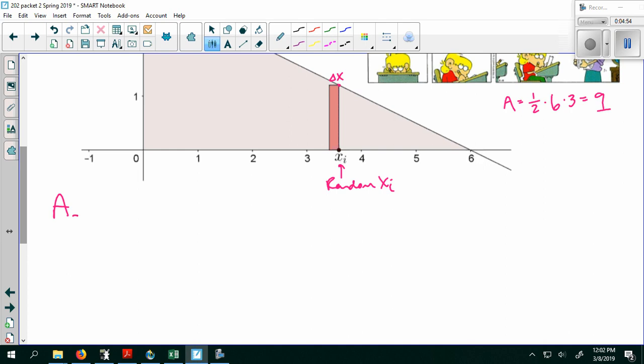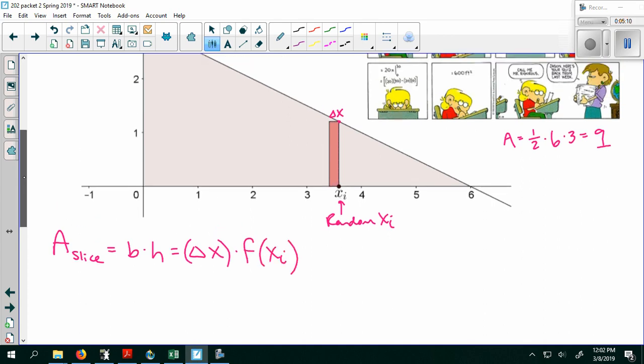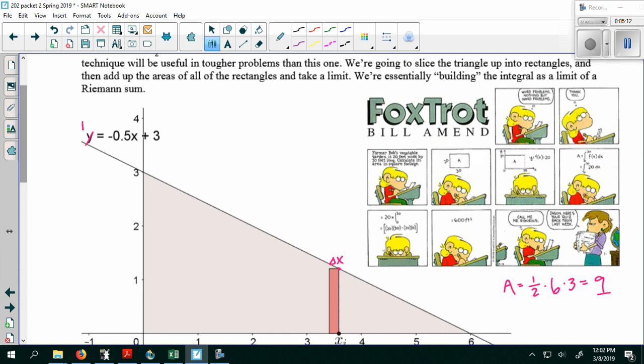The area of that single slice is the base times the height, and the base is delta x, and the height is the height of the function at x sub i, so f of x sub i. And I should have called this f of x instead of y. f of x is negative 1/2 x plus 3.